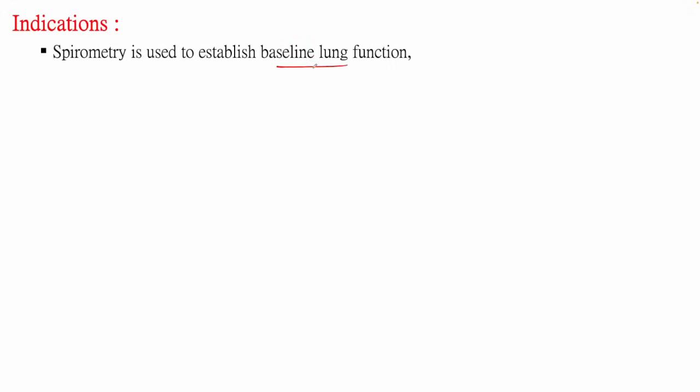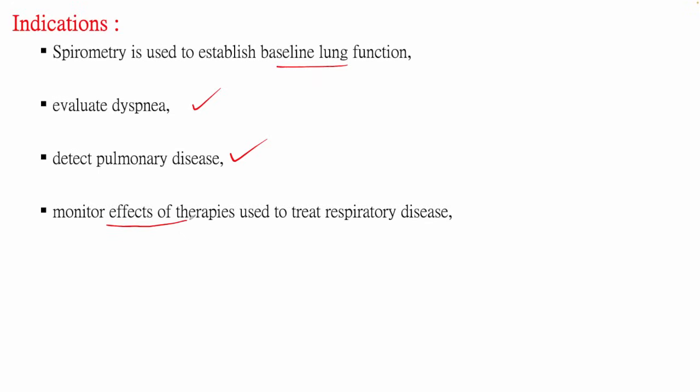Now what are the indications, or in which conditions should you go for a spirometry? So first is to establish a baseline lung function. Evaluate dyspnea, that is shortness of breath, to detect any kind of pulmonary disease. Monitor the effects of therapies used to treat respiratory disease. So in asthma or COPD, various treatments are given, and to check whether they have proven helpful to a patient, whether the condition is improving or not, you can go for spirometry.